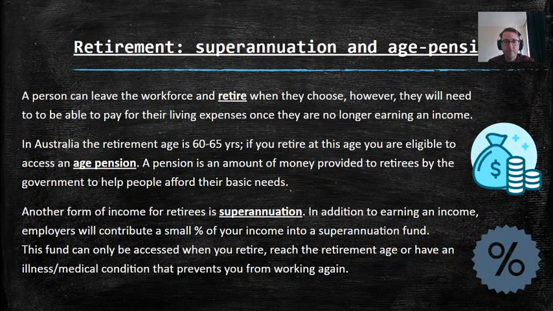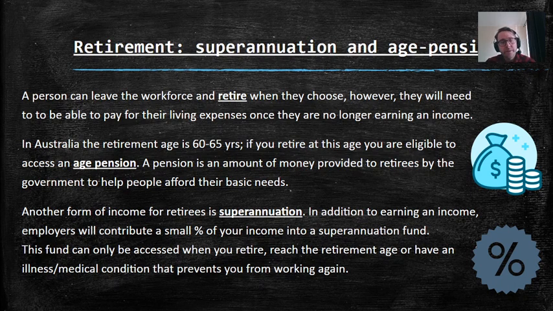So that first term, retirement, superannuation, and age pension. A person can leave the workforce and retire when they choose. However, they will need to be able to pay for their living expenses once they are no longer earning an income. So after I retire, after I stop working, I'm not going to take another job in my life. I still have needs and wants. I still have expenses. I still have to afford goods and services.